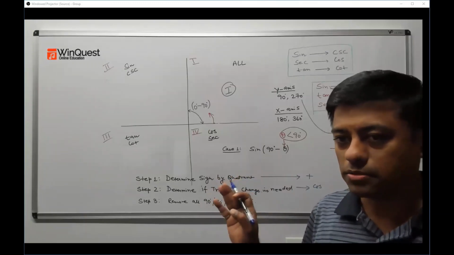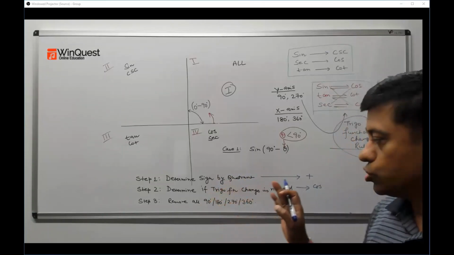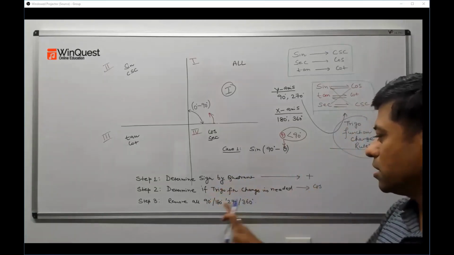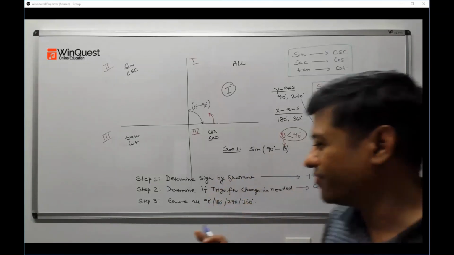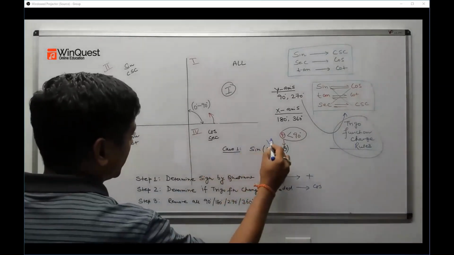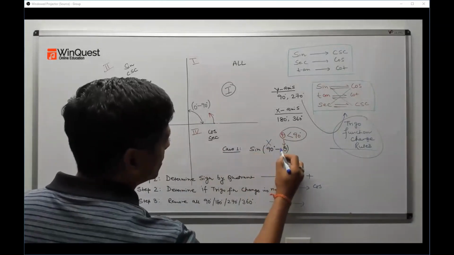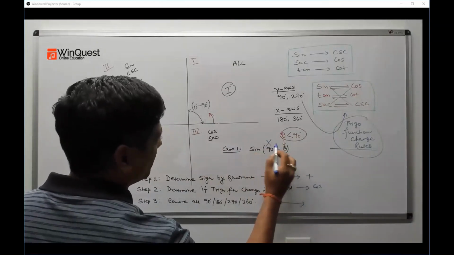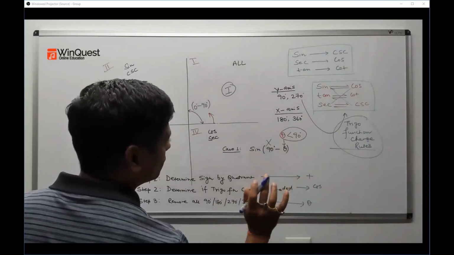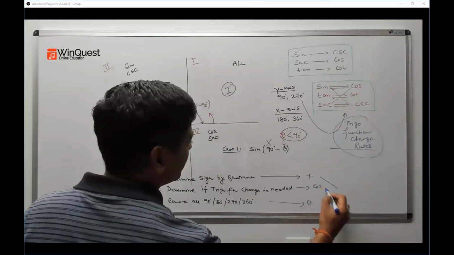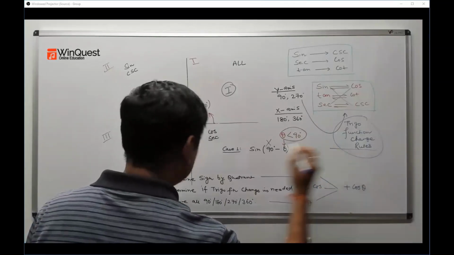Are we all clear? I'm clear. So sine became cos. Remove all 90 degree, 180 degree, 270 degree, 360 degree. I removed everything, so that means this will go away and I will be left with theta. I am not concerned about whether it is a plus or a minus. Please do not bother. I am left with theta. So in total, this becomes a positive cos theta.